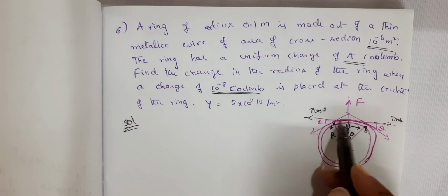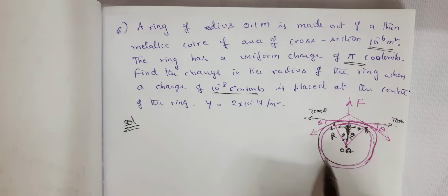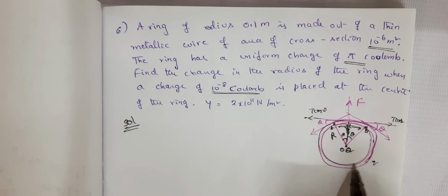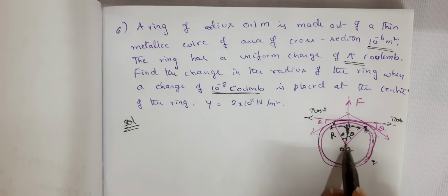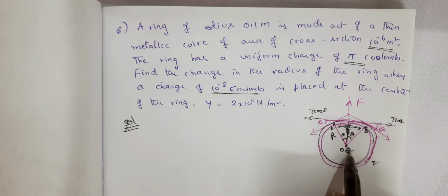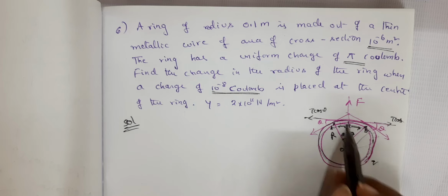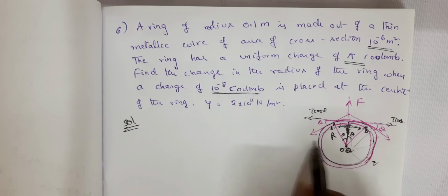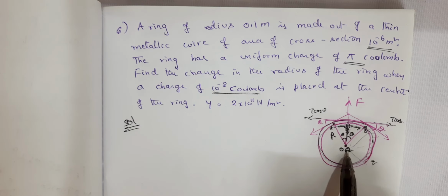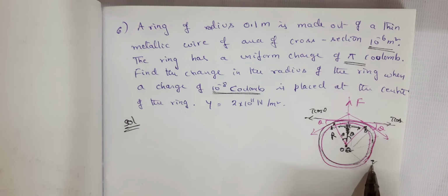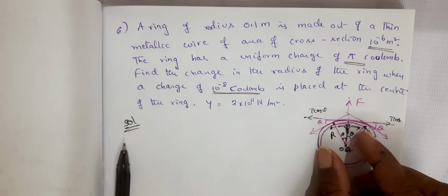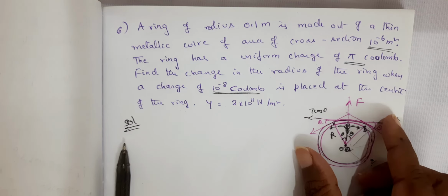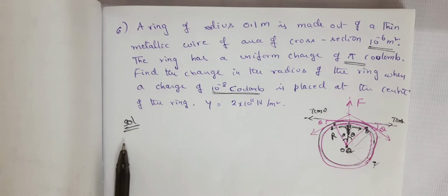So now we have a ring, okay? And there is a uniform charge of Q spread everywhere, okay? Right. So now you are keeping a capital Q here. What happens? There will be a repulsion everywhere, is it not? At every point there will be a repulsion because of this positive charge Q, as the ring is also positively charged. So what happens now? There will be an increase in the radius of the ring. So that change in the radius of the ring he is asking us to find out.